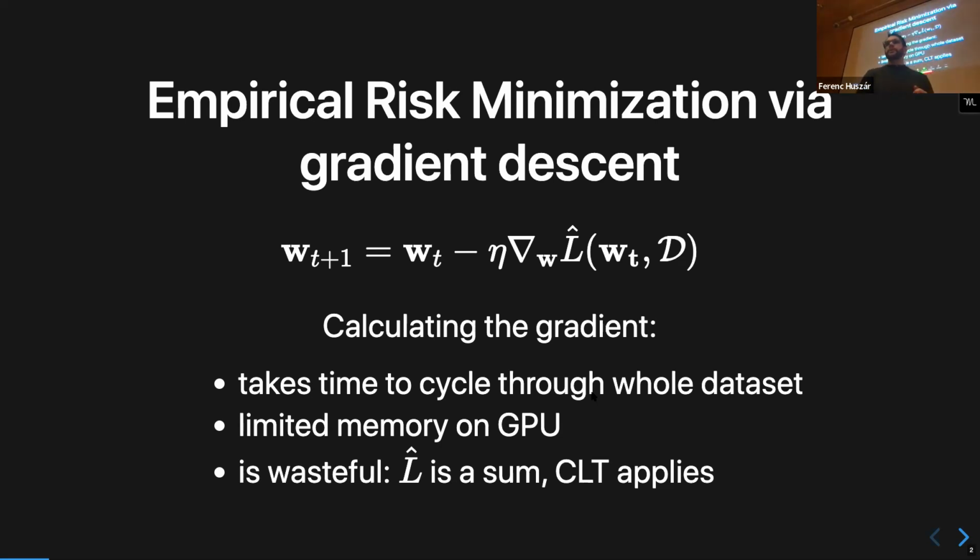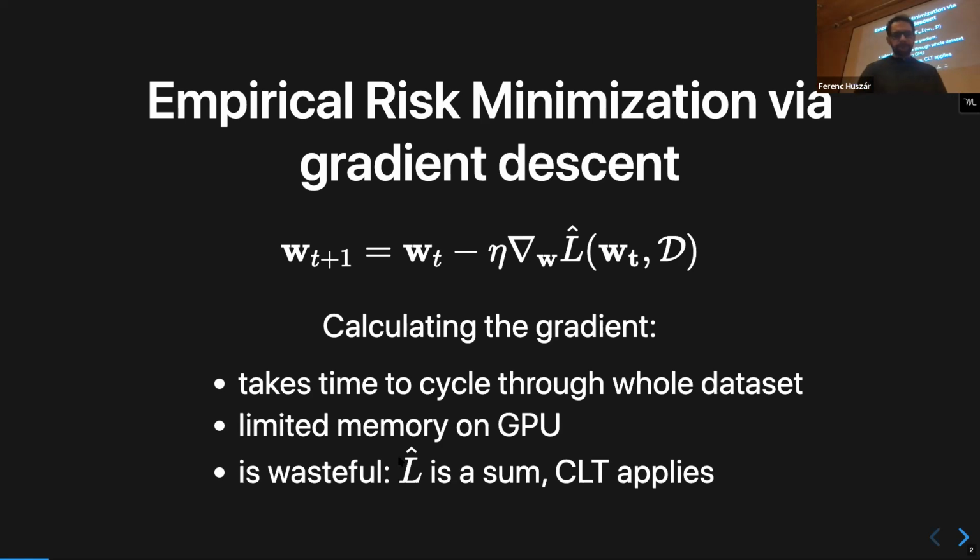And it's also wasteful. Fundamentally, you don't actually need to calculate this entire loss gradient here, because L hat is a sum. It's not apparent from this form, but if you remember, it's obviously a sum or an average over data points. The central limit theorem applies. So the actual value of the gradient, as you keep adding more and more data points and average over more and more data points, is going to converge.